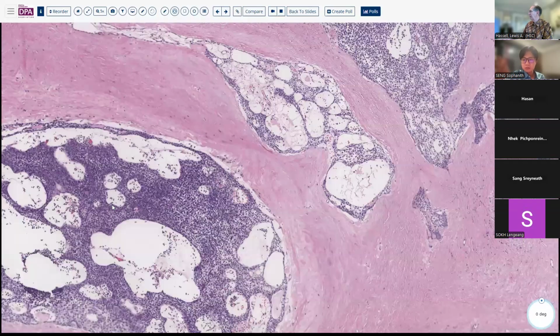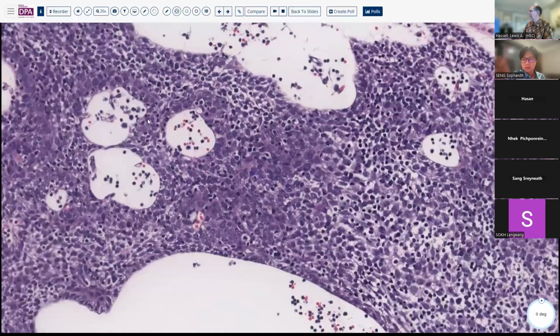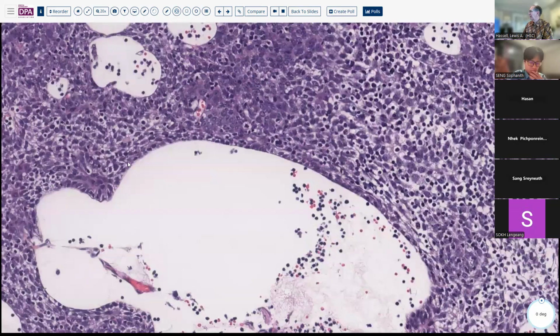Now, occasionally they can get these actually lining up, almost forming a pseudo-glandular type of appearance. Here, there's a little bit of accentuation around these cystic spaces. Here you see a little bit of lining up around here. So it can almost develop a pseudo-glandular appearance as well.